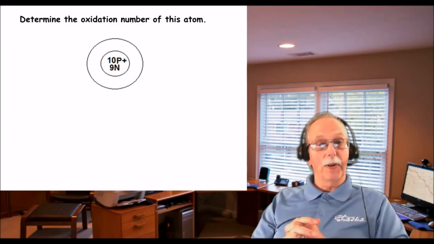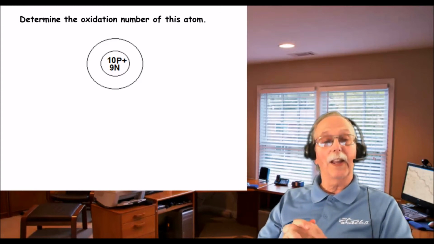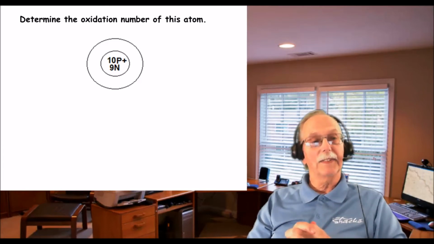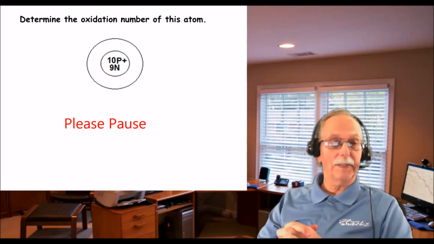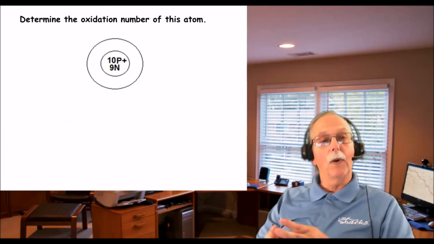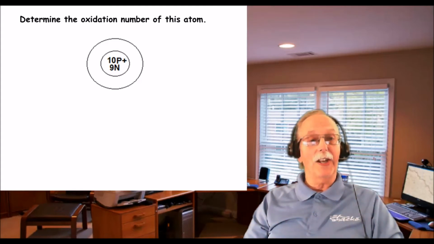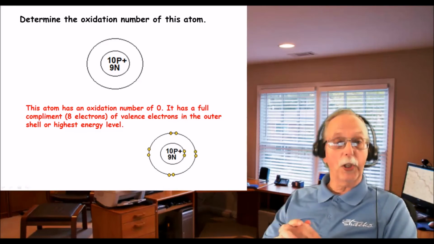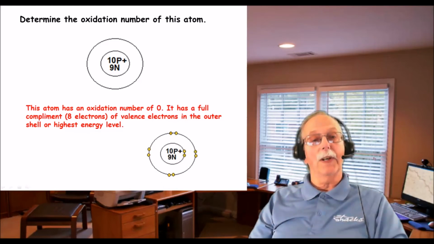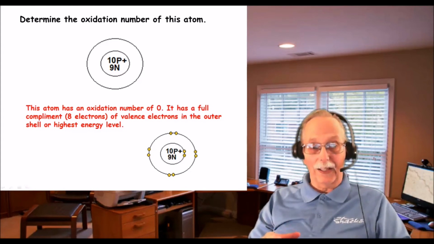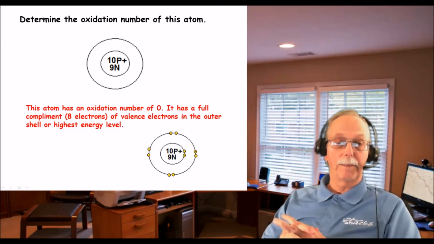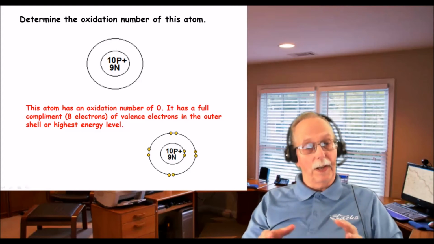Determine the oxidation number of this atom. So go ahead, pause the video, answer the question, start it back up again, and we'll go over it together. Pause the video now. Okay, if you're back, determine the oxidation number of this atom, and if you said that the oxidation number was 0, you were right. This atom has an oxidation number of 0. It has a full complement of valence electrons in the outer or highest energy shell. It is a noble gas.